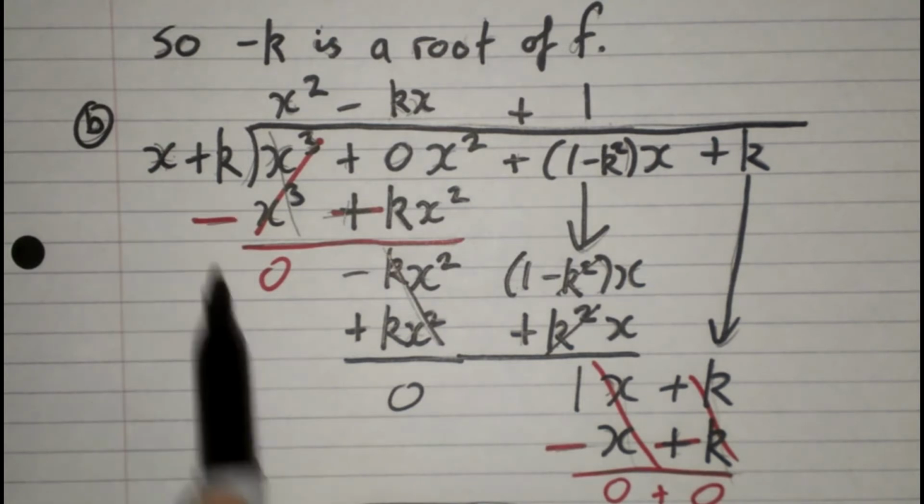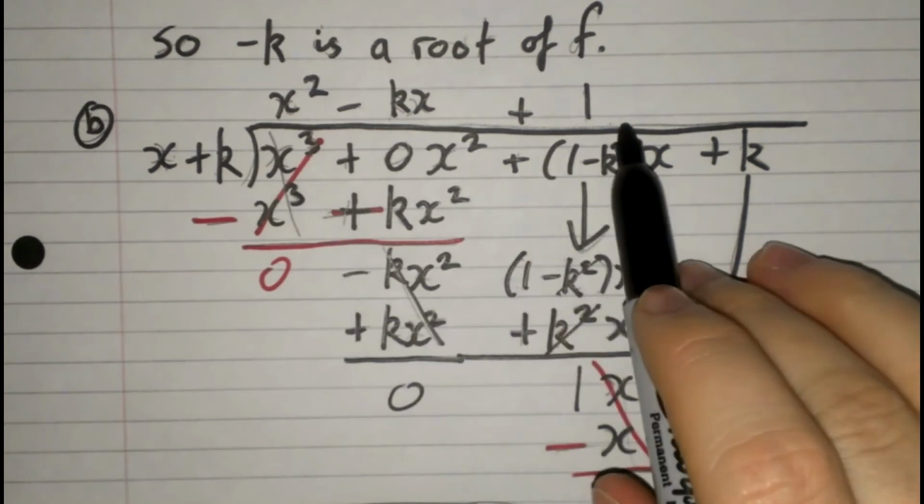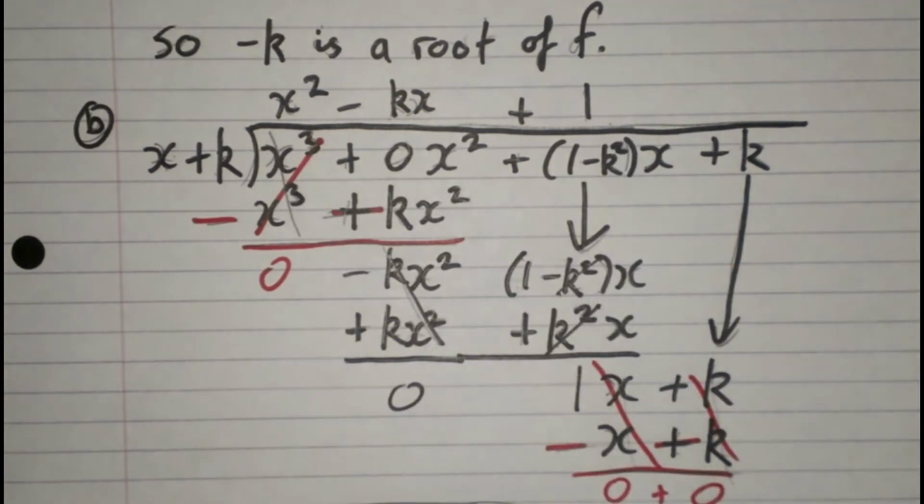Lastly then, just divide the x plus k into the x, you get 1, then 1 times x plus k gets you x plus k. Draw the line, change the sign, so the x minus x are going to cancel, and then the plus k and the minus k are going to cancel, so you get 0 plus 0. But of course, all we have now is a quadratic. We don't have the roots of f yet, so that's our next step, is to find those.